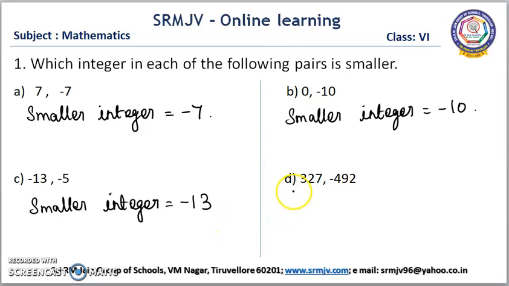Is it clear? The next one, 327, minus 492. The value of the positive integer is always greater than the value of the negative integer. So, minus 492 is the smaller integer. Smaller integer is minus 492. Is it clear, children? Shall we go to the next one?